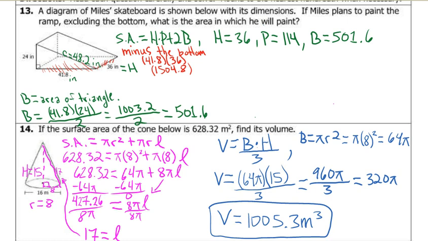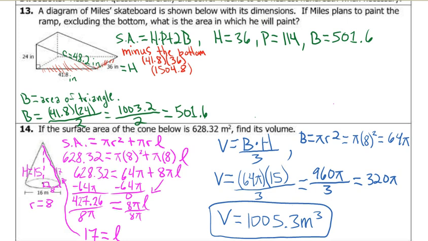And then we have to solve for B, which is the area of the circle, right? The area of the base, which is this 64.64 pi. Multiply it together. You get 960 pi divided by 3 is 320 pi, multiply by pi. So my volume here is 1005.3 meters cubed. Looks like one of the problems we did earlier, right?